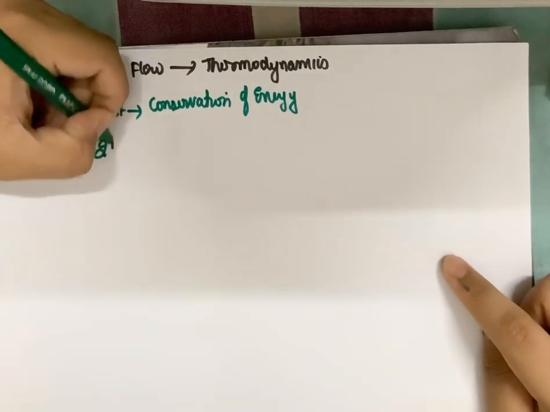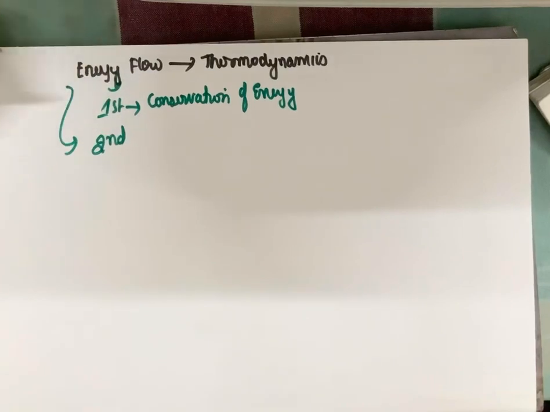Second is the second law of thermodynamics. Now what does the second law of thermodynamics say? If I say it in biological terms and chemical terms, we define it as that the spontaneity of a reaction is measured by entropy. The more the randomness in a reaction, the more spontaneous it will be.